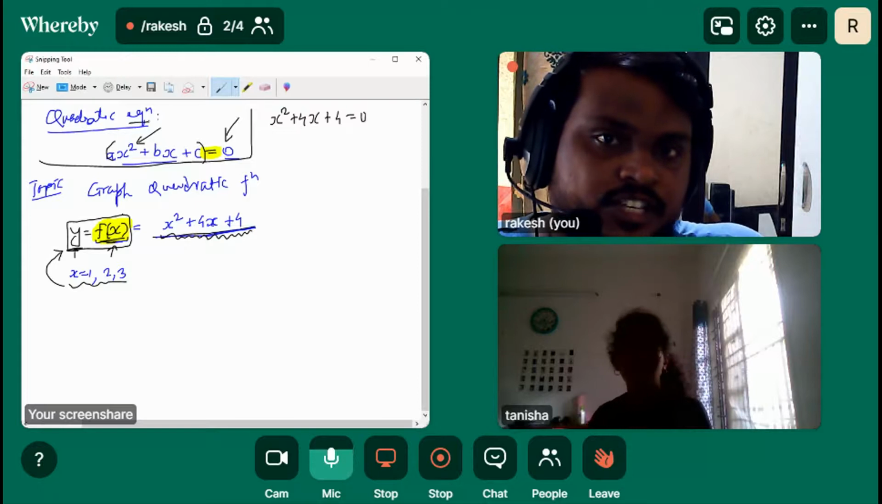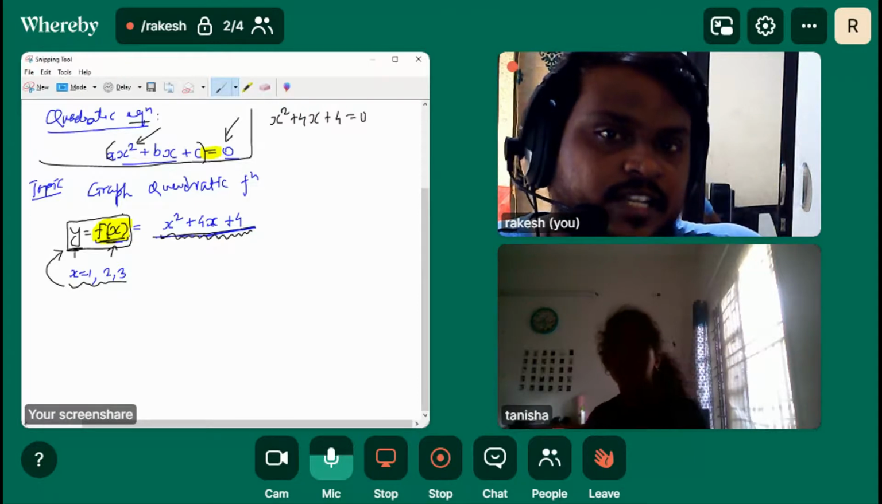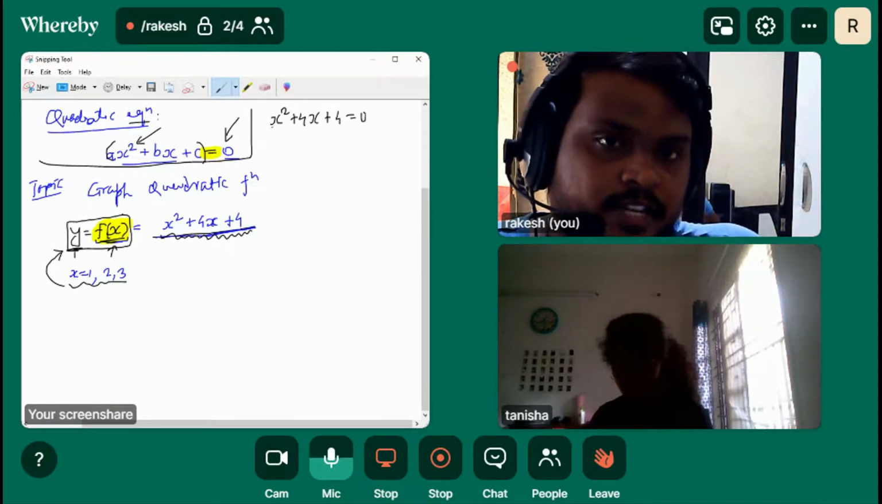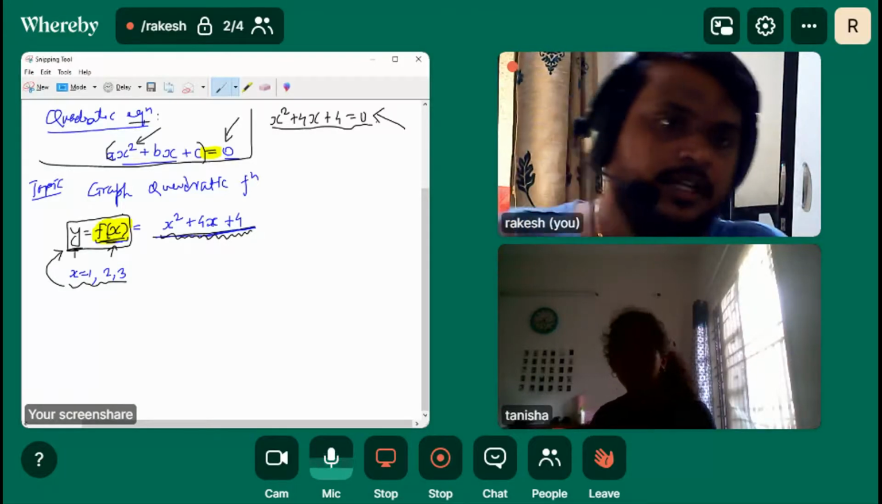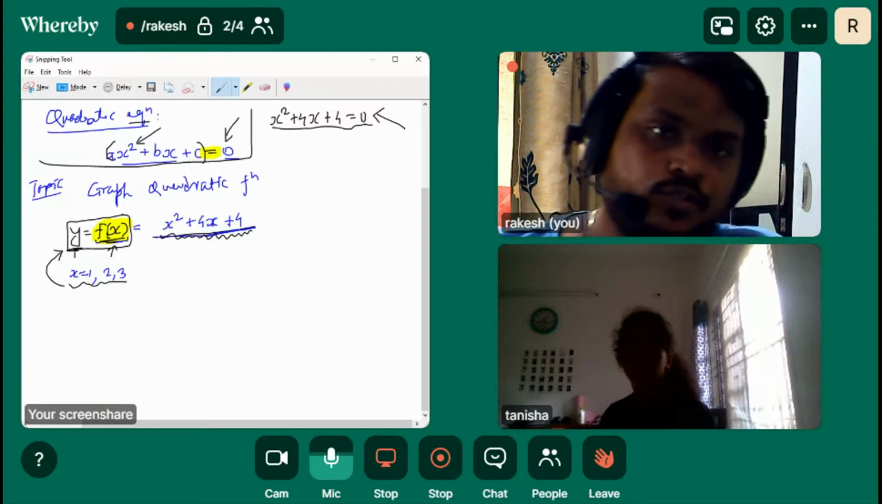The equation is completely different than the function, right? We are looking for x values which hold true for this equation. That is what the solution of this is. So what is the solution for this?